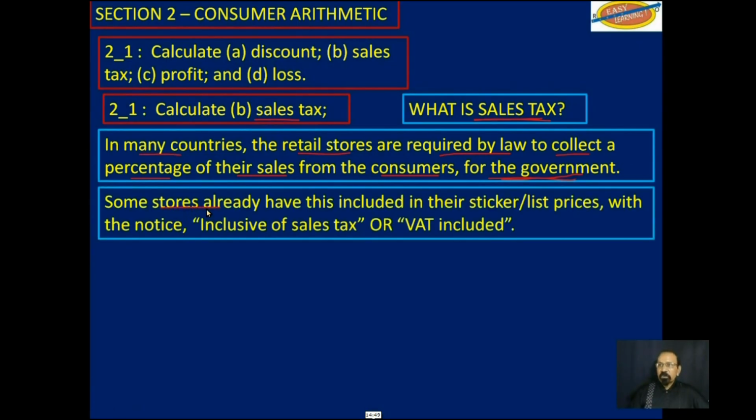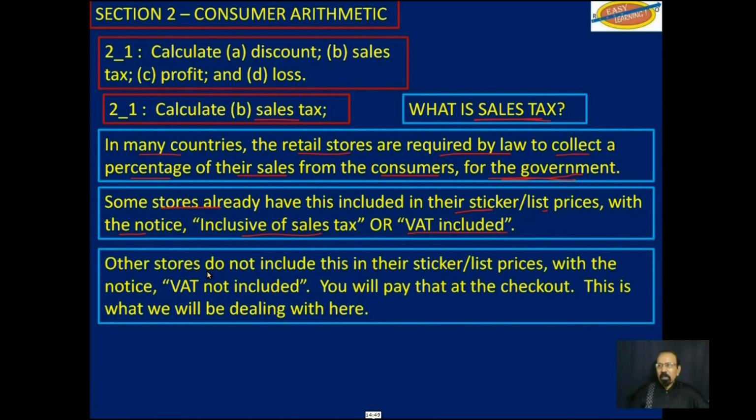Now, some stores already have this included in their sticker or list price with this notice: inclusive of sales tax or VAT included. Now, VAT stands for value added tax. Same thing. Other stores do not include this in their sticker or list price, with a notice: VAT not included. You will pay that at the checkout. Now, this is what we will be dealing with here: the VAT inclusive and the VAT not included.